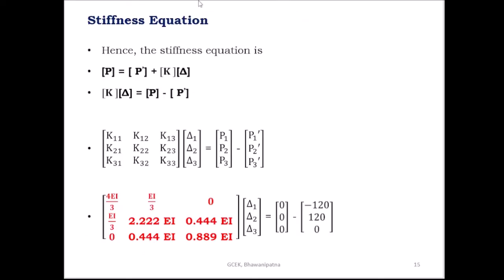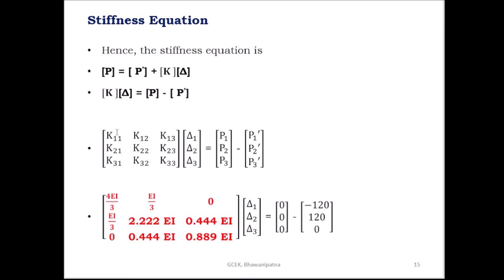Then by using the stiffness equation, find out the displacements. So here this is the stiffness equation. P is equal to P dash plus K into delta. Then K delta is equal to P minus P dash. So here this is the stiffness matrix. K is the stiffness matrix. So this is K11, K12, K13, K21, K22, K23, K31, K32, K33.